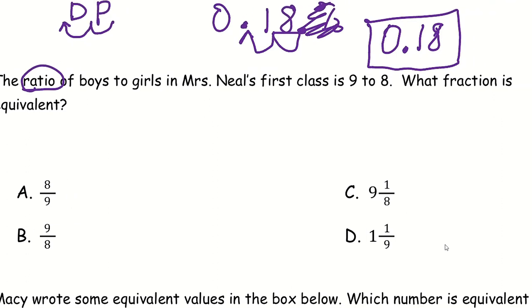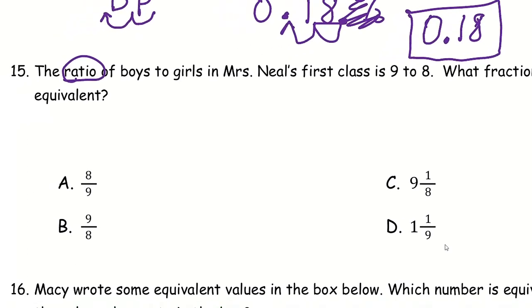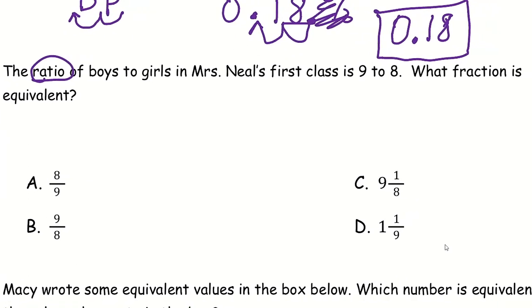That's a part to part comparison. What fraction is equivalent? Okay, so I know I need a fraction, so here's my fraction line. Miss always goes boys to girls. She's a good big label girl, she loves to label. So it's 9 boys to 8 girls, because order matters with ratio.